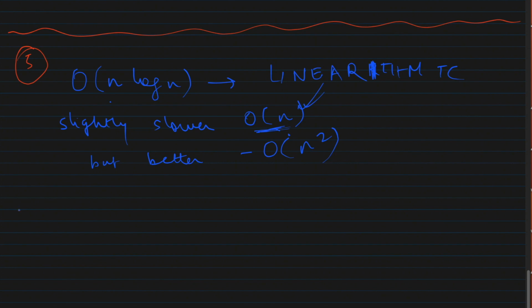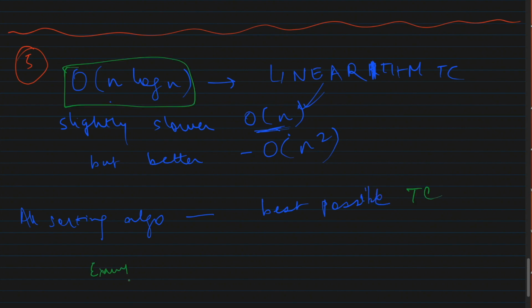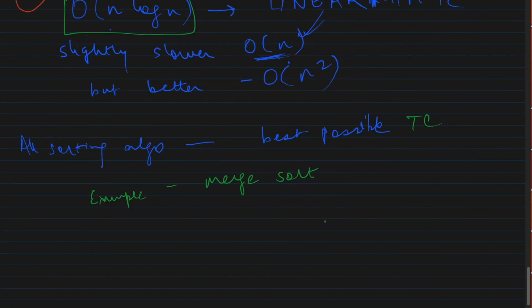All the sorting algorithms have this time complexity. This is the best possible time complexity that they can have. An example is merge sort. I have a playlist on sorting algorithms, so merge sort is also covered over there. If you are not aware of what merge sort is, you can go to the sorting algorithms playlist in the description and check out the video on that.